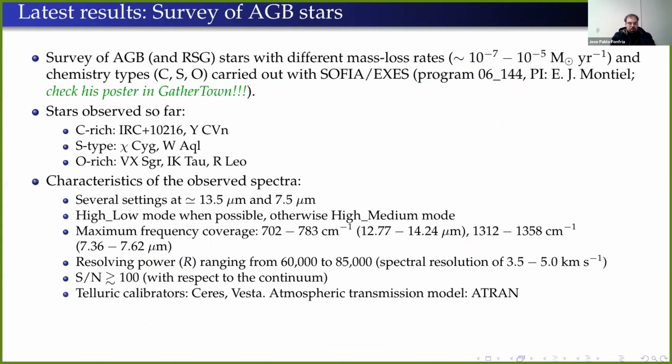A few years ago, we started a new high spectral resolution project with SOFIA and the spectrograph EXES, aiming at comparing the molecular content of a sample of AGB stars with different chemistry and mass loss rates. Our goal was to observe this sample of stars at 7.5 and 13.5 microns to look for molecules such as acetylene, carbon dioxide, water, methane, among others, to test the currently accepted chemical models. Most of the survey is completed, and we have the first results.